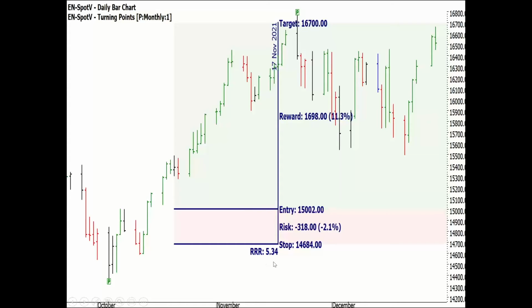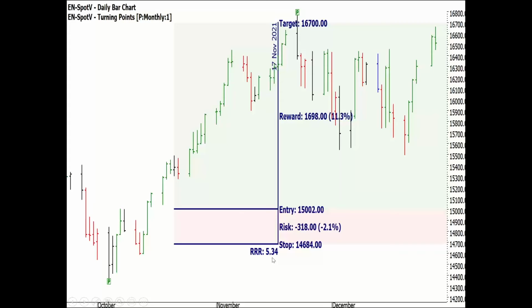So those are your two choices if you want to turn the 2.66 to 1 into a 5.34 to 1 reward to risk ratio. You can ask the market to go an additional 1,698 points, or you can tighten your stop loss on the trade and reduce that risk by only 318 points, and that's going to do the same job for you.